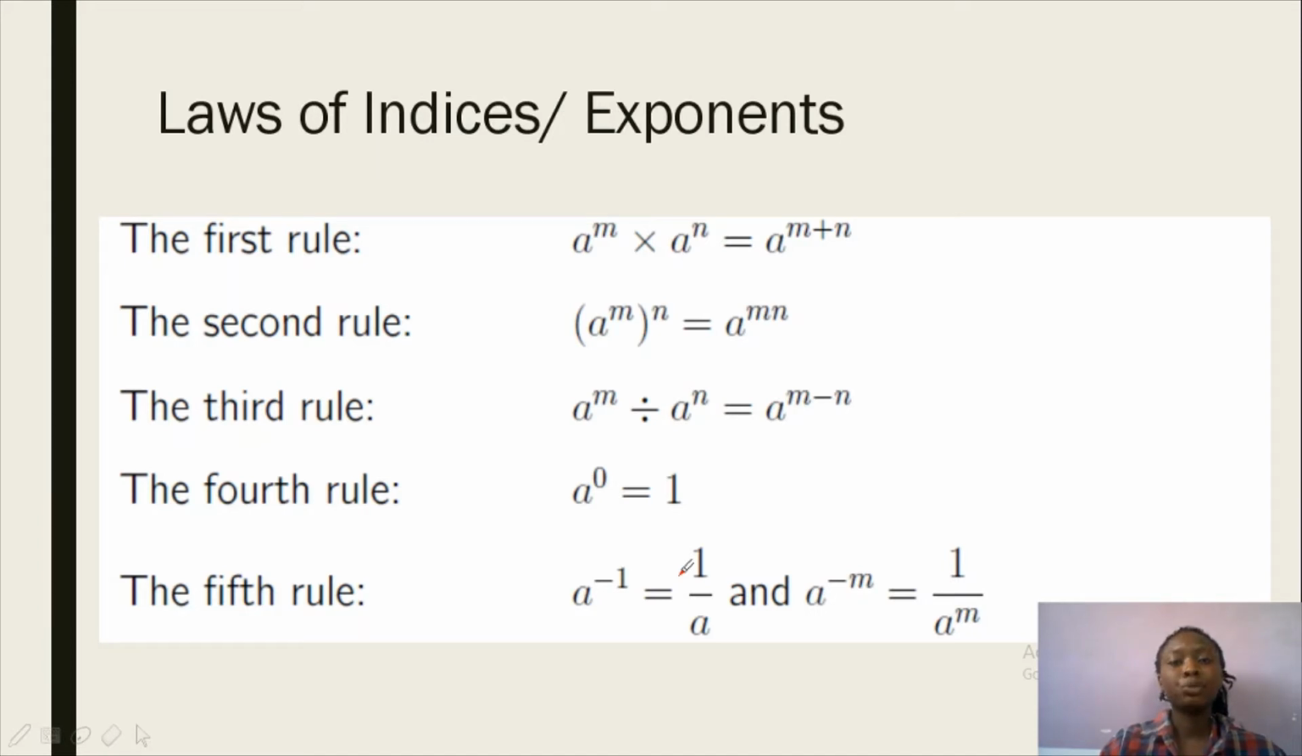So the first rule says that a raised to the power m times a raised to the power n is equal to a raised to the power m plus n. We'll go further into details on all this. Then the second one says a raised to the power m, all that in brackets, raised to the power n. This m and n are on the same level, so with that, we'll be having a raised to the power m times n.